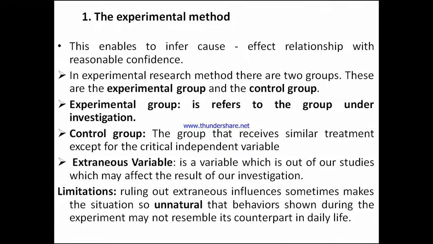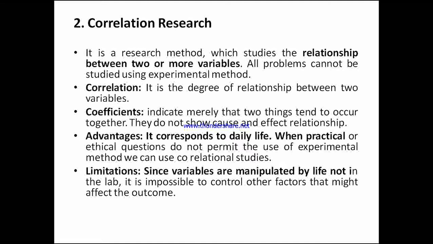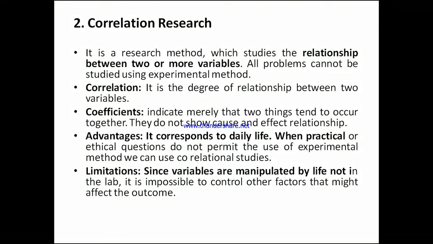The control group is the group that receives similar treatment except for the critical independent variable. The control group is basically used to compare the impacts of the variables that we manipulate on the experimental group. So these are the two groups in the case of the experimental research method. The other is the correlation research.